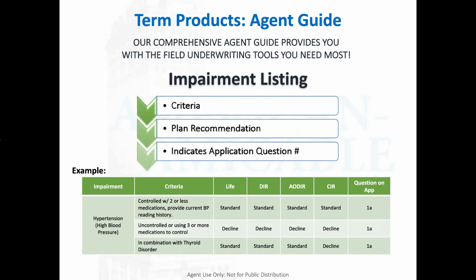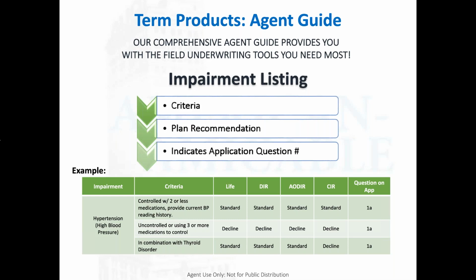But for your basic situations, let's say you have a client with high blood pressure, taking 2 or less medications, who can provide their current blood pressure reading history. If we go to our impairment listing, which is in our agent guide, and I'll show you later in the agent portal section where to access these agent guides, it shows about 200 different health conditions. It has the plan recommendation, what we would probably end up doing for the different coverage or riders, and it corresponds to a certain question number on the application.